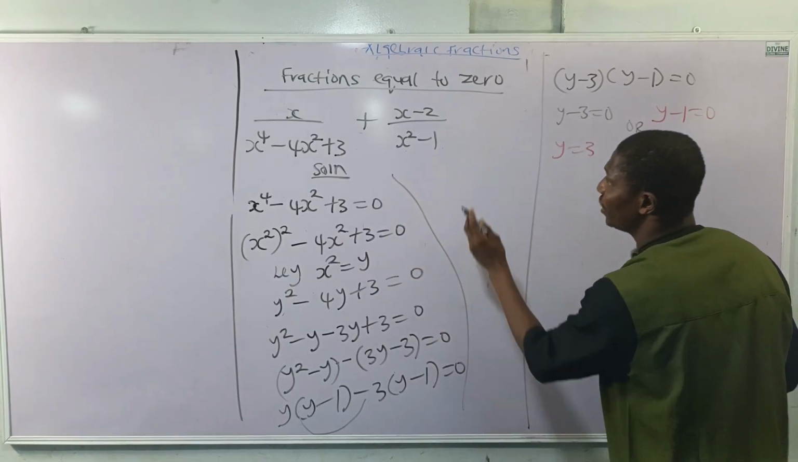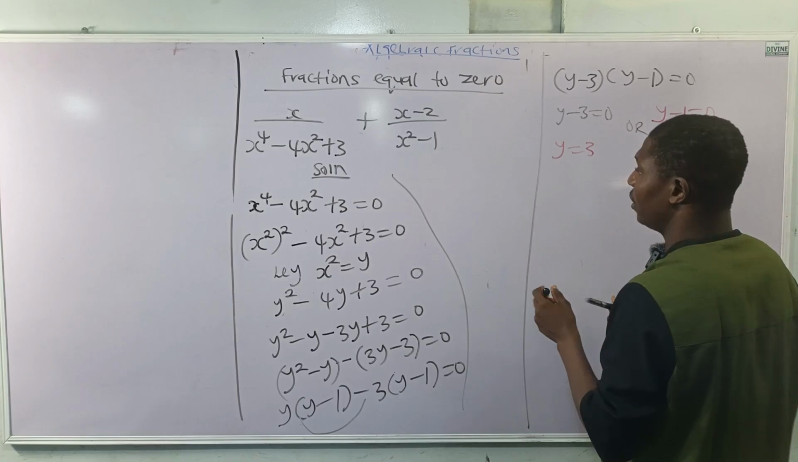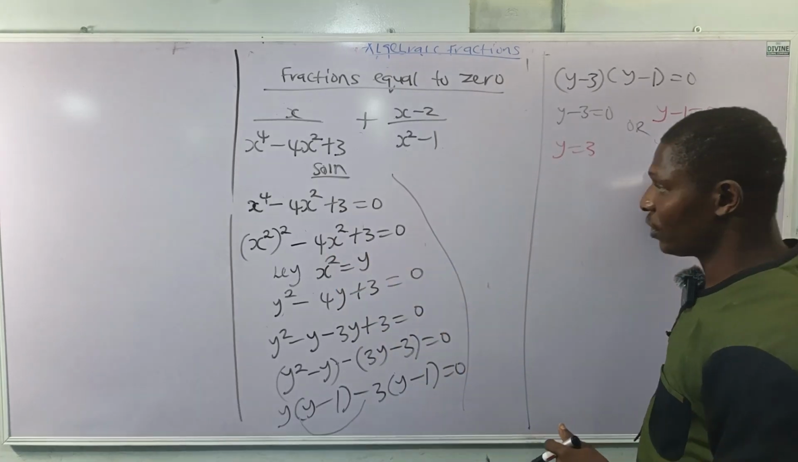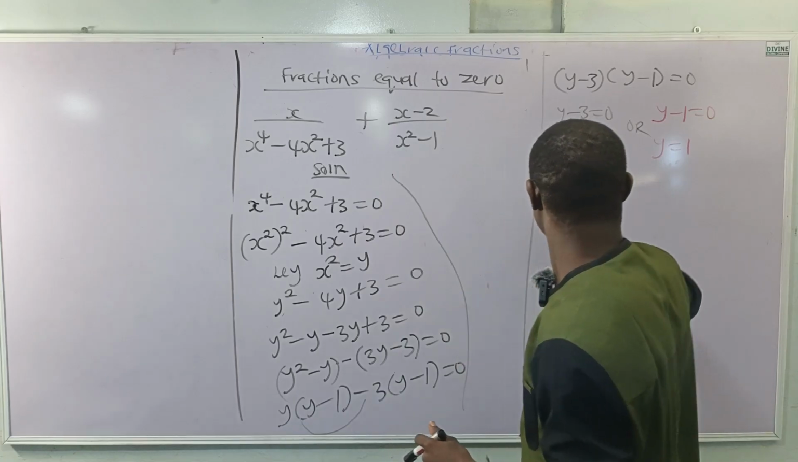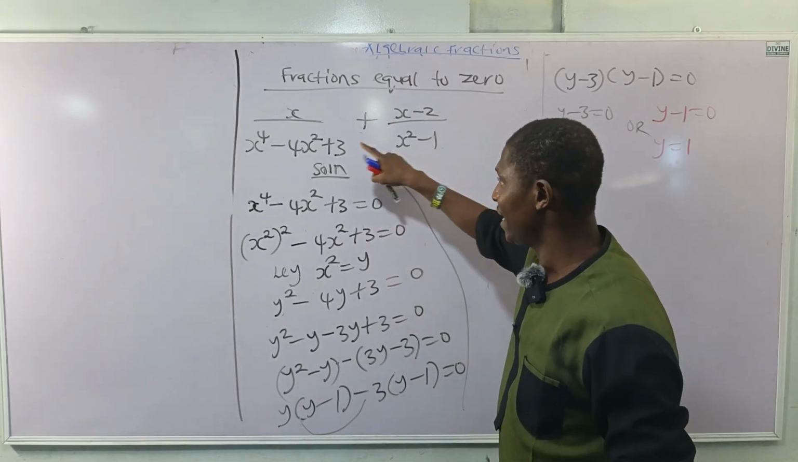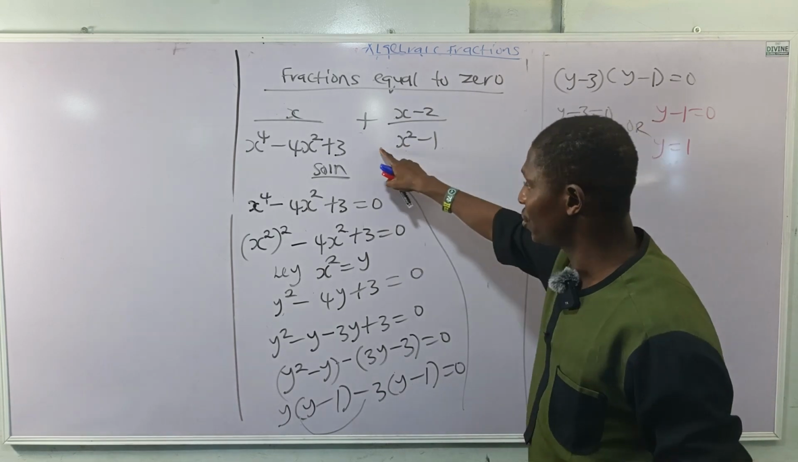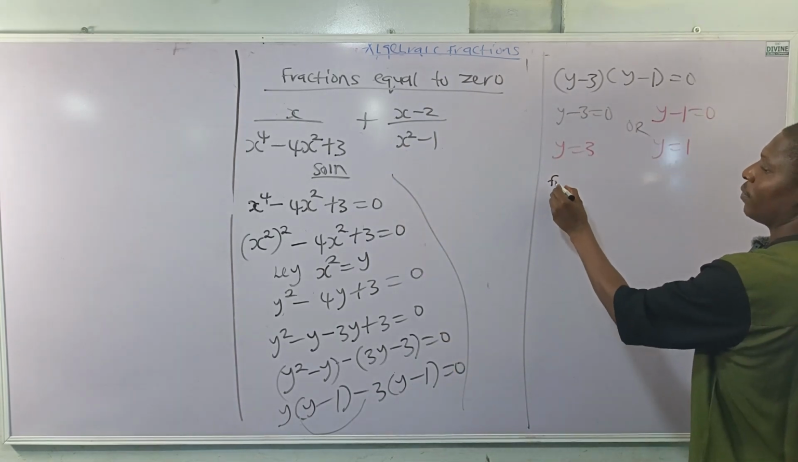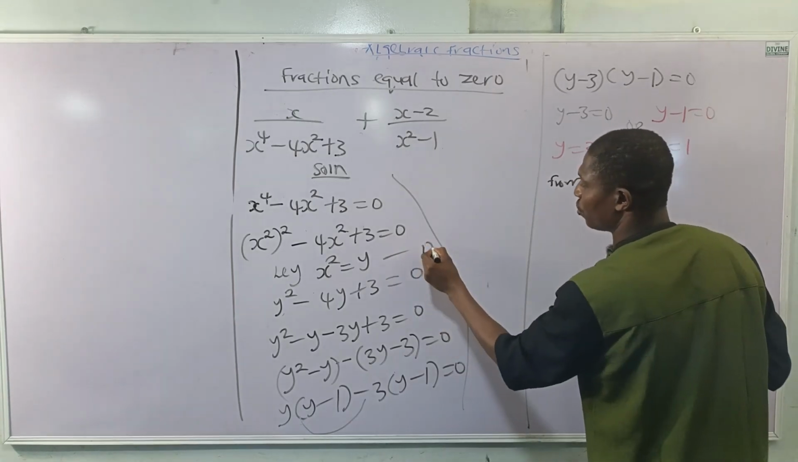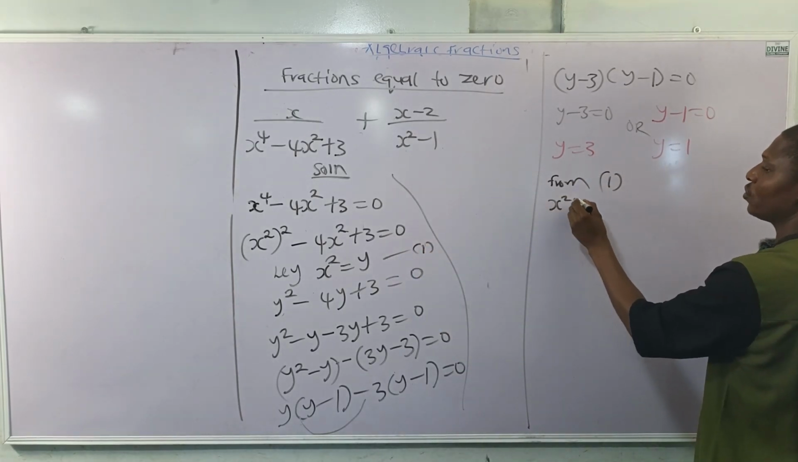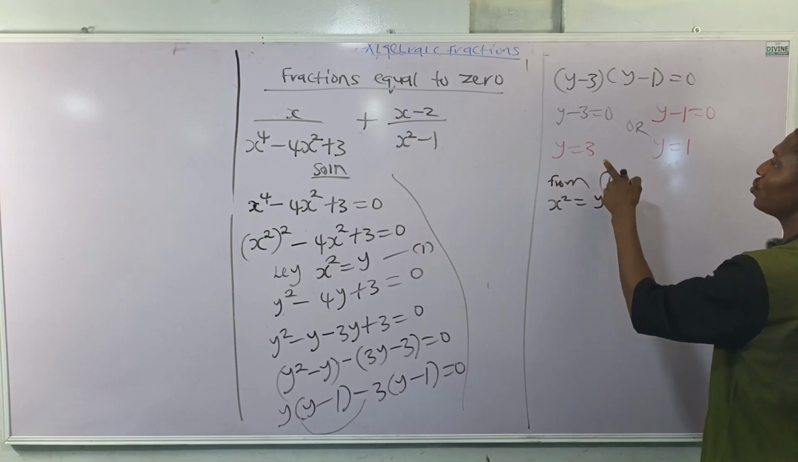For this part, this is yet to be completed because we are not talking about y, rather we are talking about the value of x. There was no y in our expression. So let's assume this as equation 1. From 1, we have x squared equals y.